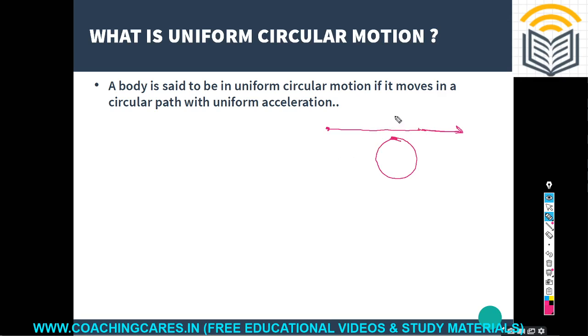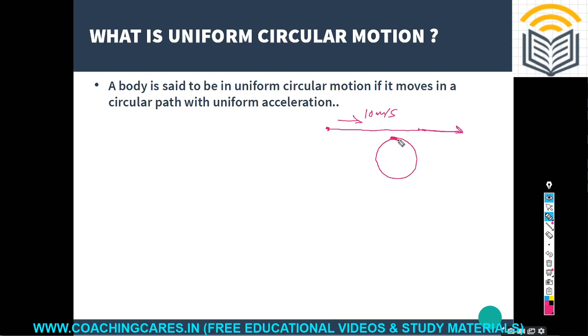This is a straight rectilinear motion. Suppose a body moves in a straight line with some uniform velocity, say 10 meters per second. So there is no change in the direction of the velocity. So there is uniform velocity and there is no acceleration in this.